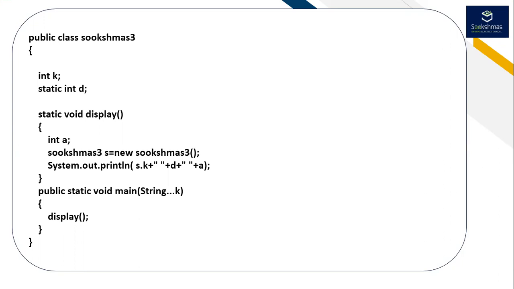A is not initialized, sir. Yes, the instance variable is not initialized, and the static variable is also not initialized. For D, it will print 0.